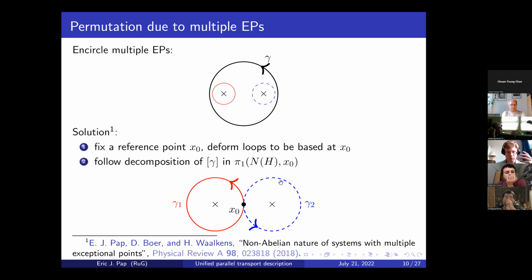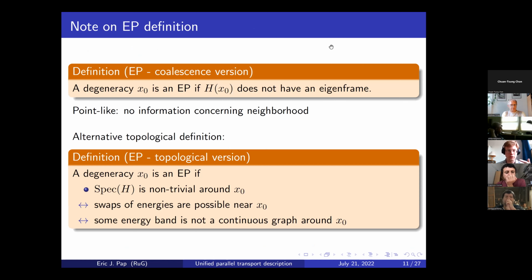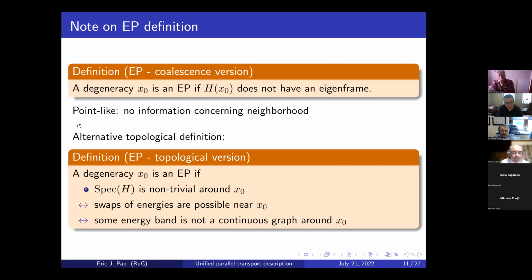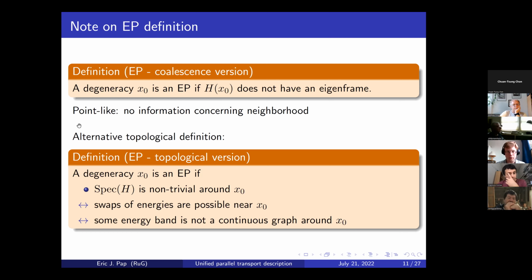Looking around, the most popular definition of an exceptional point is the coalescence definition. You say x naught is an EP if H(x naught) has coalescent eigenstates. In other words, H(x naught) does not have an eigenframe. Here I just look at the finite dimensional case. It's clear from this definition that it is inherently point-like. If I know that x naught is an EP, I still have no real information on a neighborhood. It may very well be that something is happening at x naught and around it nothing is happening.